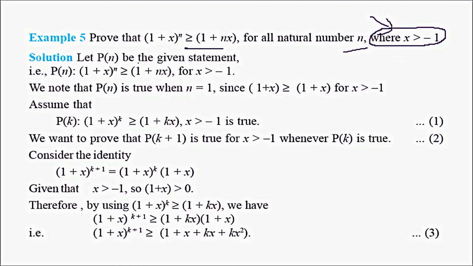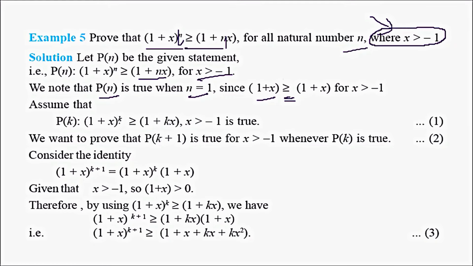So let P(n) be the given statement, as we always do. P(n) is nothing but (1 + x)^n is greater than or equal to 1 + nx for all x greater than -1. And we know that P(n) is true when n equals 1. How? Let us place 1 here, 1 here. So 1 + x is greater than or equal to 1 + x. Actually, it is not greater than or equal to, it is exactly equal to 1 + x.